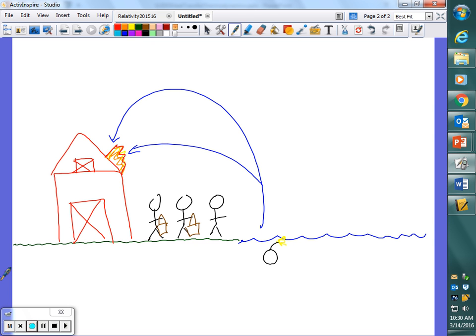Okay, so we said that conduction was like the people standing still and just moving the buckets back and forth. So in order for conduction to occur, the bucket starts here at the water. We fill up the bucket with the water, and then we pass the bucket from this person to this person to this person, and then that person throws it on the fire. Okay?